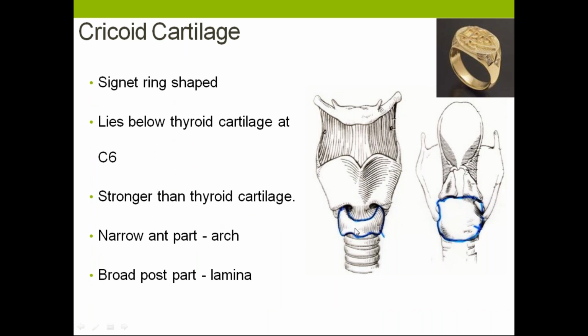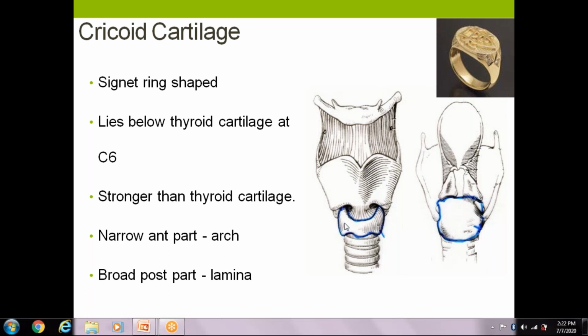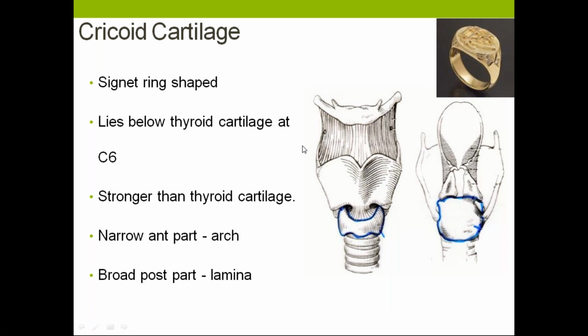I already said the shape of the cricoid cartilage is signet ring shape. It lies below the thyroid cartilage at the level of C6. It is stronger than the thyroid cartilage. It has a narrow anterior part, which is called the arch, and a broad posterior part, which is called the lamina. You can see the shape of the ring, which has a broader upper part and a narrower lower part.